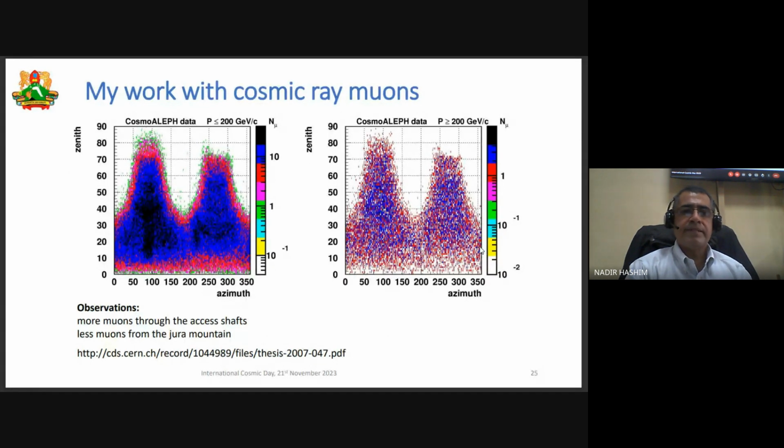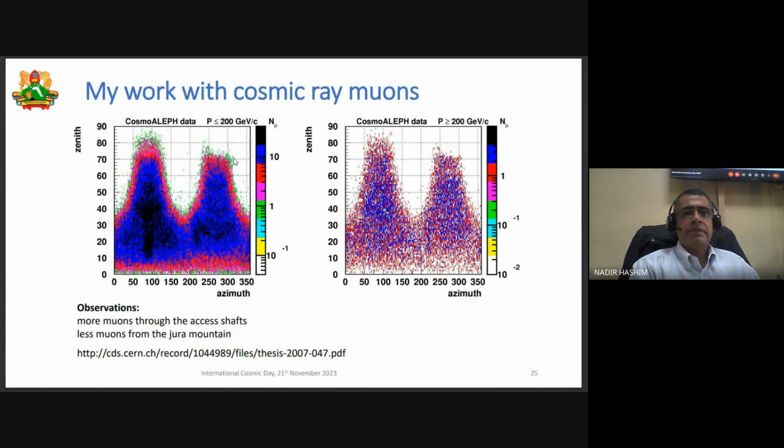In addition to the momentum spectrum and charge ratio of cosmic ray muons, I also looked at the cosmic ray intensity underground. Here you see the variation of the cosmic rays with zenith and azimuth angle. Because the detector was cylindrical, you could see the effect of the cylindrical shape of the detector, and you see more muons through the voids of the detector. You also see muons being chopped off in the direction of the Jura Mountains.